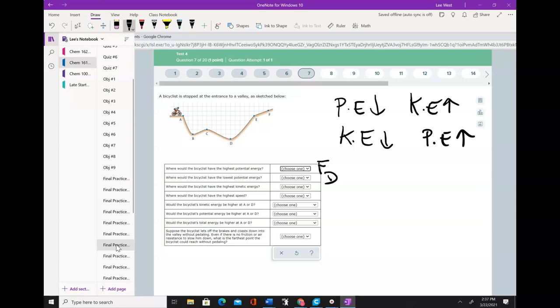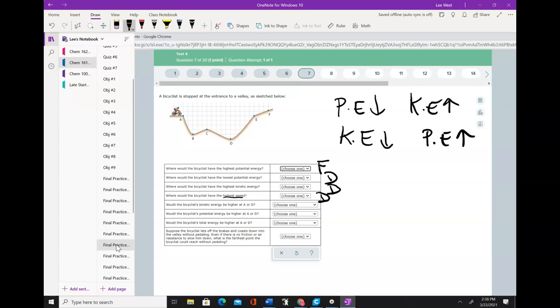And where they have the lowest potential energy is where they have the highest kinetic energy, because as the potential energy goes down, it gets converted into kinetic energy. So they're going to be going the fastest at the bottom of the valley. And so that answers the next question, where would they have the highest speed? Well, they have the highest speed where they have the greatest kinetic energy, so that is at D.